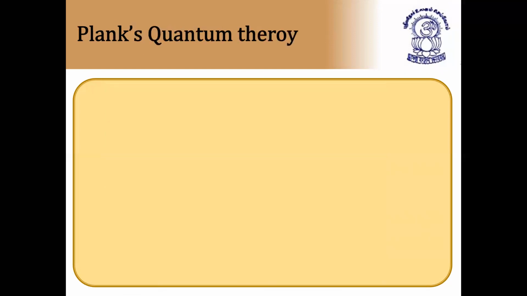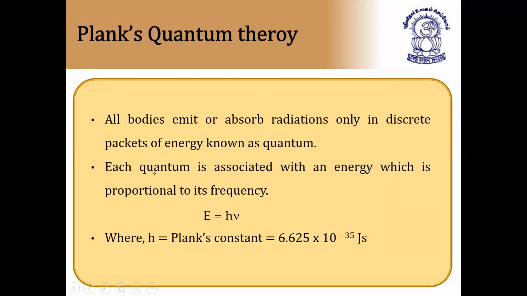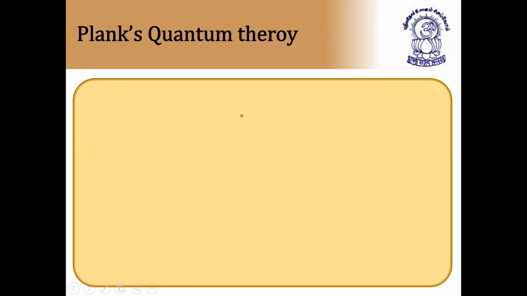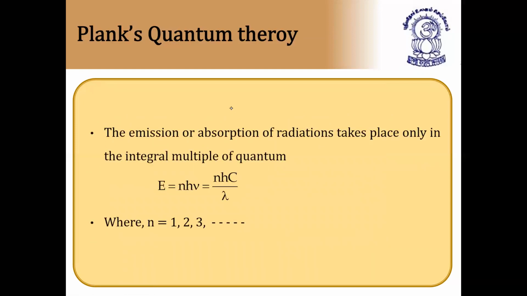Next, Planck's quantum theory. This is a very, very important theory. Based on Planck's quantum theory, all bodies emit only discrete packets of energy called quanta. Each quantum is associated with an energy which is proportional to its frequency. From Einstein's equation, we know E is equal to mc square. And from Planck's quantum theory, we got E is equal to h nu, where h is called Planck's constant and nu is the frequency.